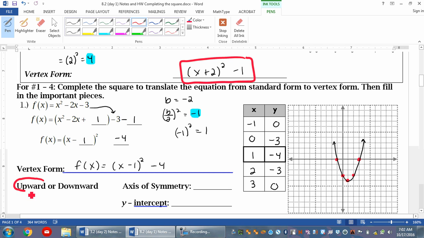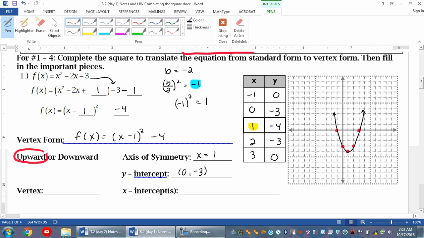Here we know it's going to open up because it's a positive 1 x squared. The axis of symmetry is going to be x equals, and it's always the x coordinate of the vertex, so x equals 1. The y-intercept we have is 0, comma, negative 3. The x-intercepts, I have 2. I have one at negative 1, 0, and then I have 3, comma, 0. This is the vertex with 1, comma, negative 4.